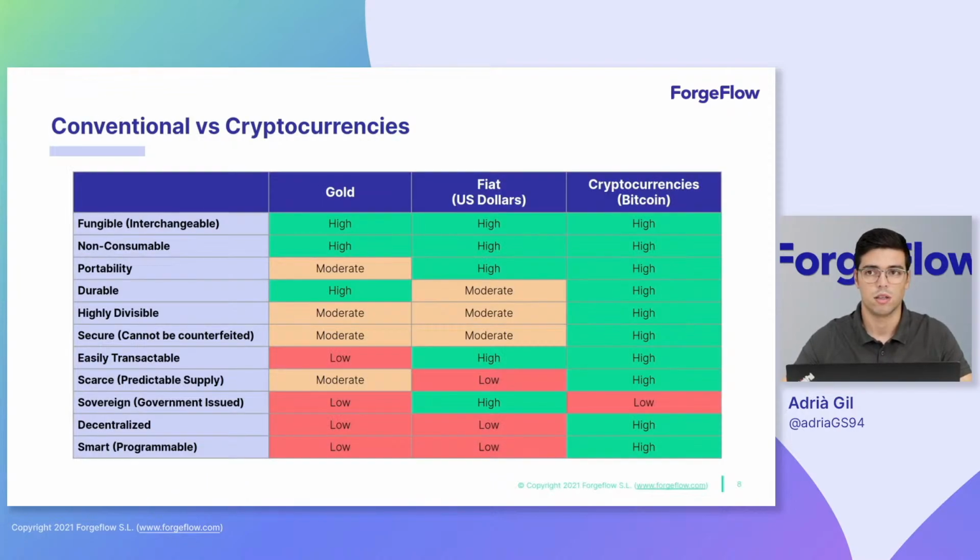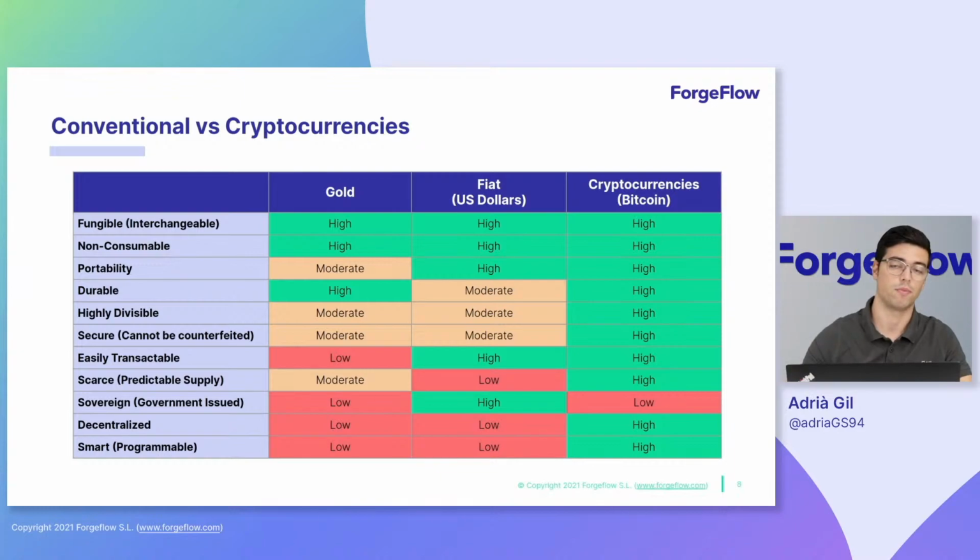Here I thought it would be a good idea to see what is the main difference between conventional currencies and cryptocurrencies. I have this table here with different characteristics related to the currency world, and also three columns: one for gold, which was used or is still used, but less frequently, of course. We have fiat, which could be a conventional currency like US dollars, and we have cryptocurrencies. In this table, I would like to highlight some of the rows.